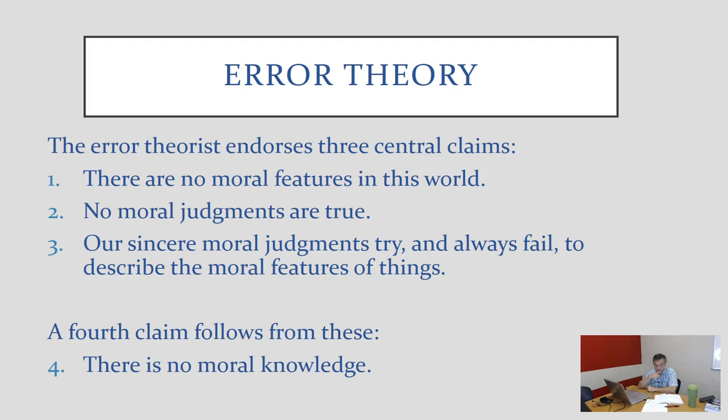Okay. Let's see if there's anything else about that. I guess not. Third claim then is that our sincere moral judgments try and always fail to describe the moral features of things. So this is the error part of error theory. Because the first two claims are true, when we do make moral judgments, we are making a mental error. Essentially, we are making a judgment based on nothing.